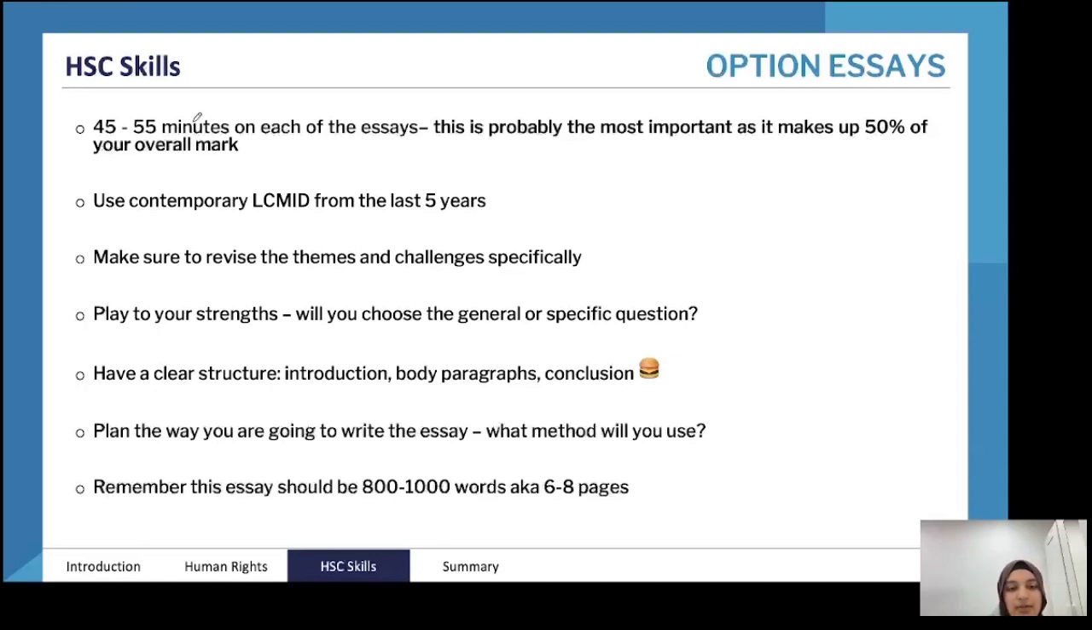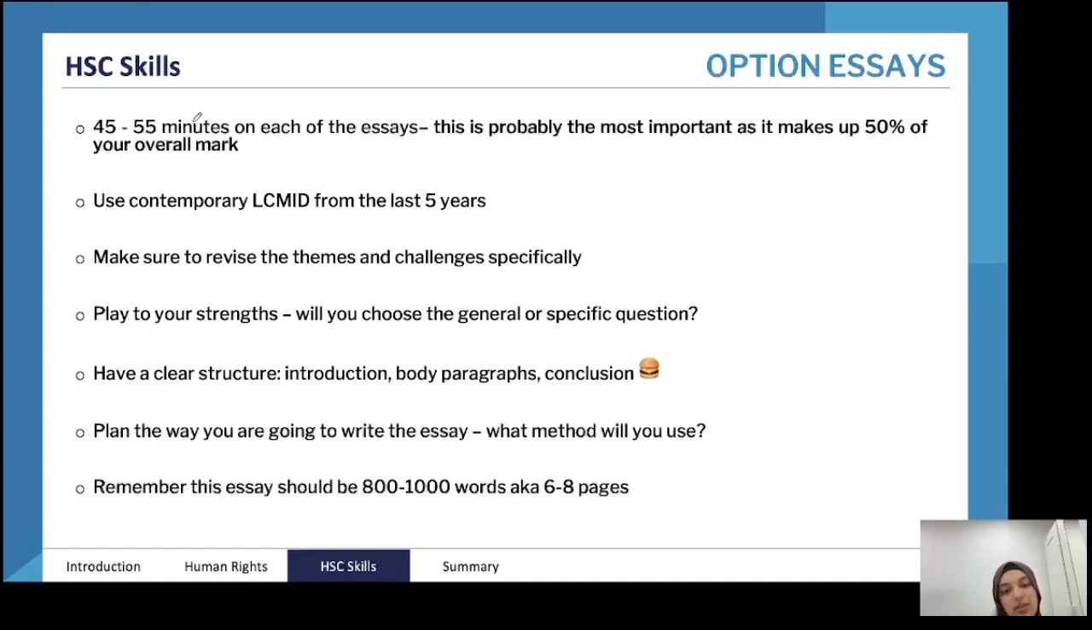So contemporary LCMID, again, from the last 5 years. Make sure you do this for your options. Again, it's very important because a significant chunk of your marks are coming from here. So you want to have the stats or the LCMID that work with it, so that you are giving yourself the best opportunity to get the highest mark that you possibly can. Make sure that you revise the themes and challenges specifically.